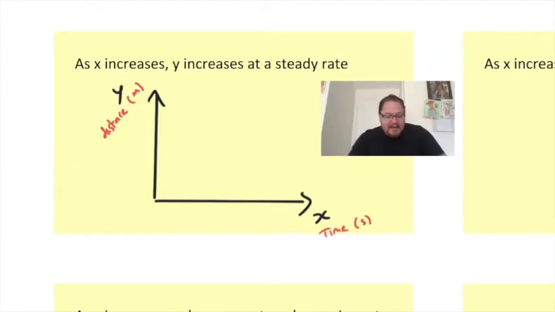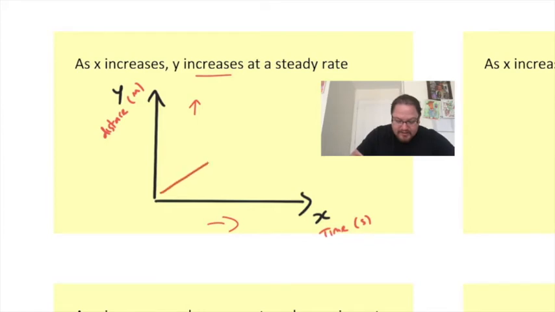As x increases, so as this goes up, this y is also going to go up at a steady rate. I'll show you what this looks like. It's a nice straight line, okay? As this gets bigger, this gets bigger.